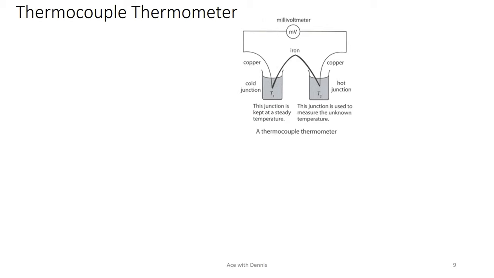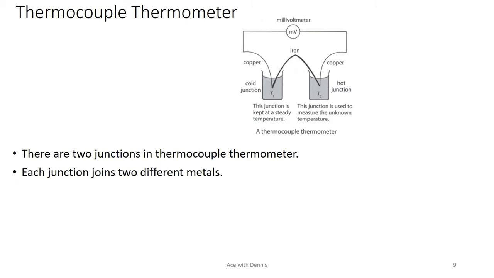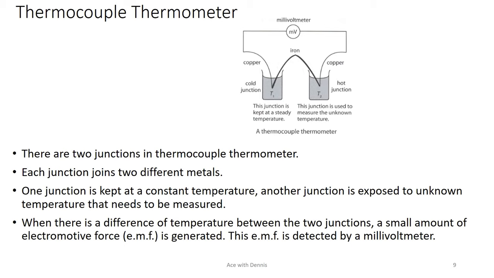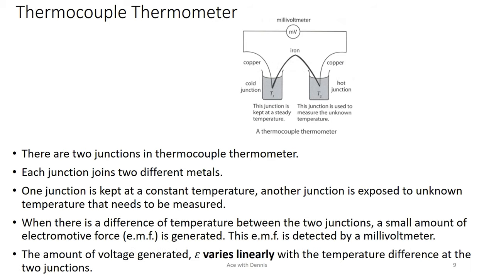Now, let's talk about thermocouple thermometer. There are two junctions in a thermocouple thermometer. Each junction joins two different metals. One junction is kept at a constant temperature, and the other junction is exposed to the unknown temperature that needs to be measured. When there is a difference of temperature between the two junctions, a small amount of electromotive force, or EMF, is generated. This EMF is detected by a millivoltmeter. The amount of voltage generated, epsilon, varies linearly with the temperature difference at the two junctions.